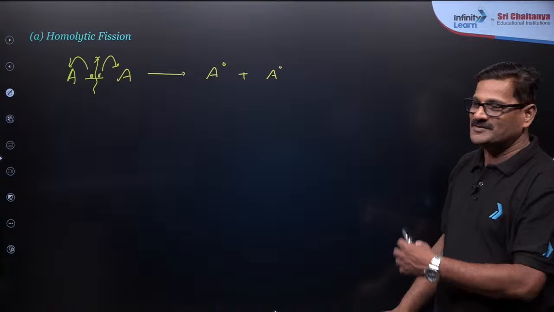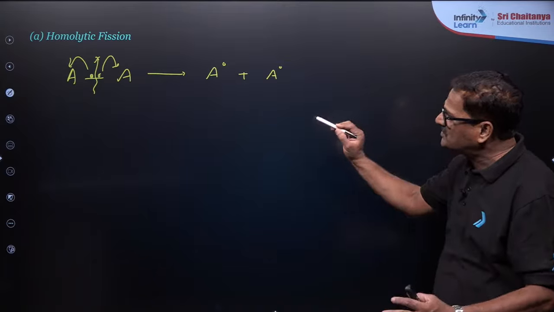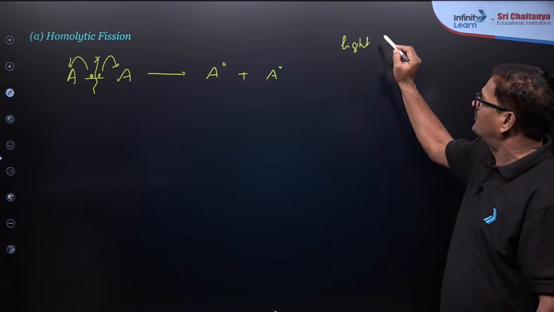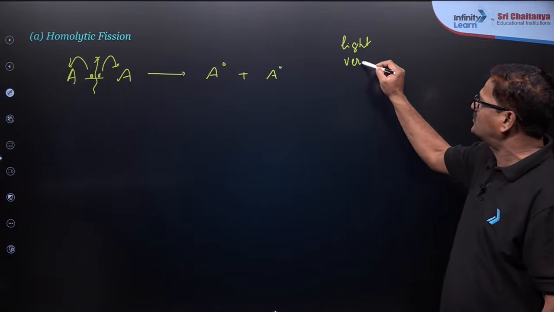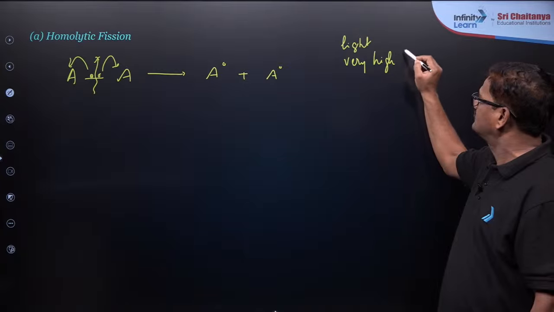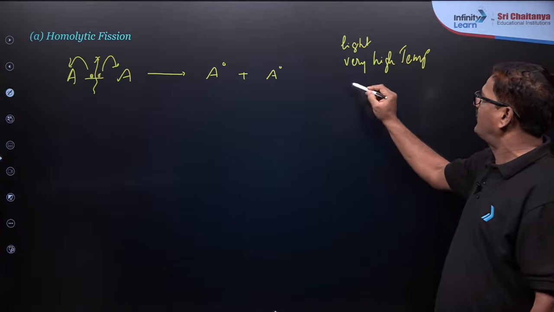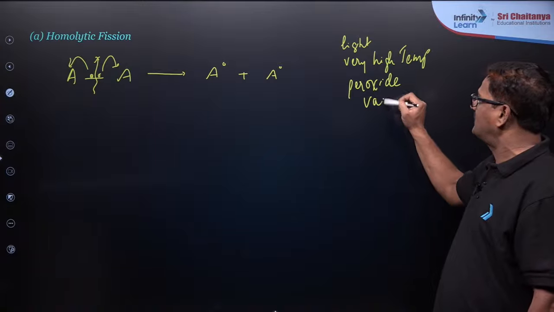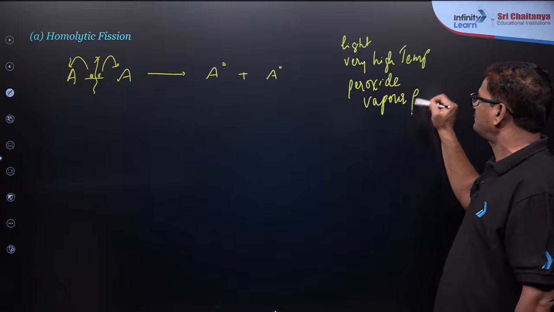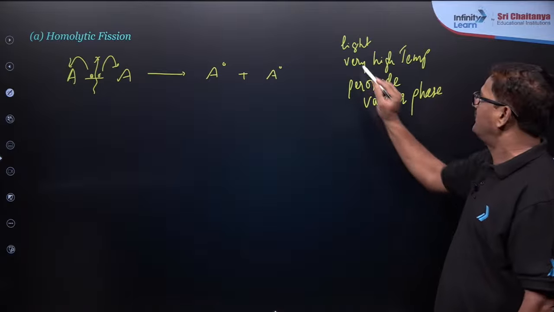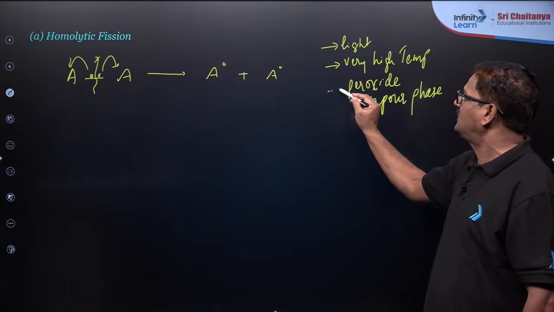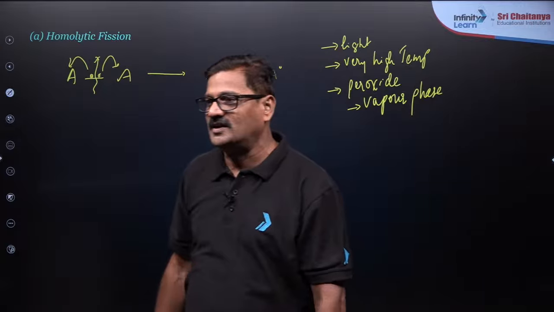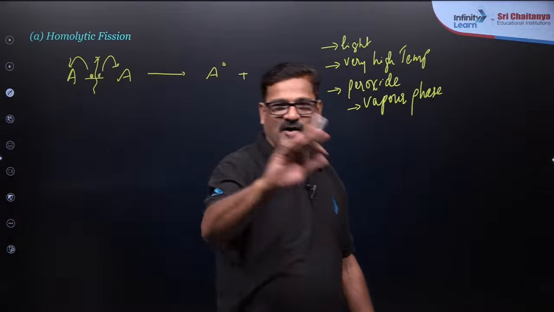So in organic chemistry, on what conditions does homolytic fission take place? In the presence of light, in the presence of very high temperature, in the presence of peroxide, and in vapor phase reactions. These are the four conditions where you can expect homolytic fission. Good afternoon, those who are online, come on.